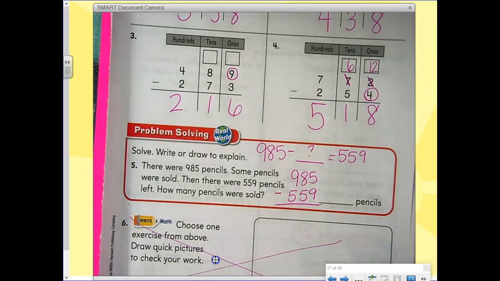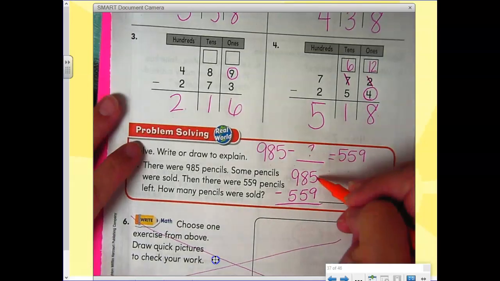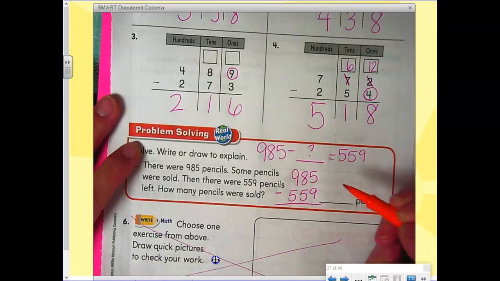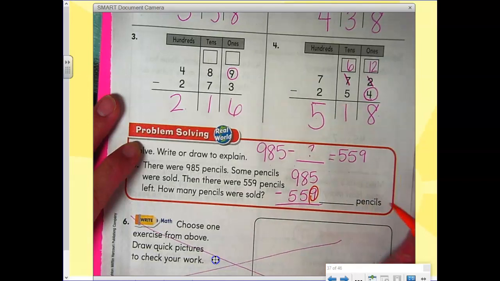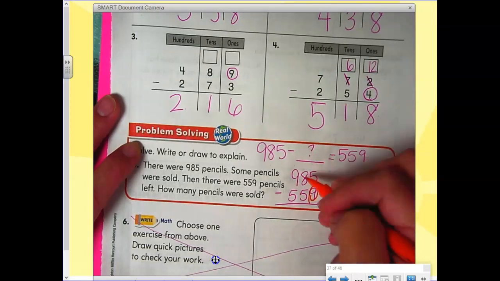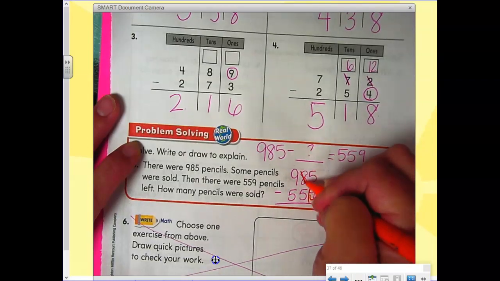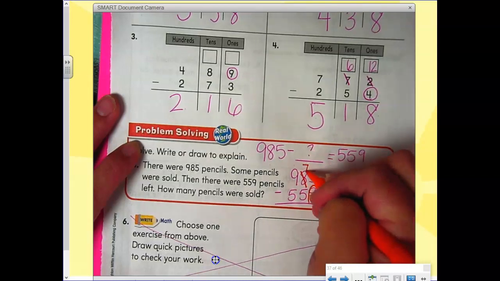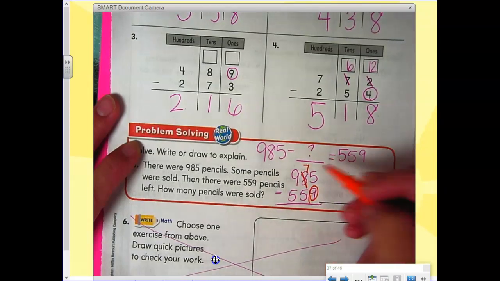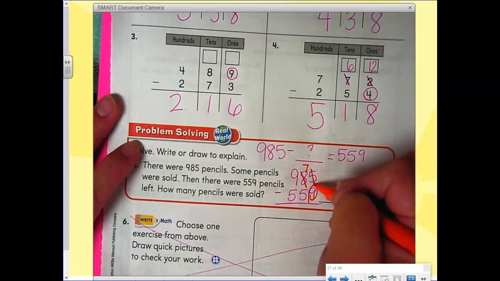All right. Where do we start? In the ones. Start on the right. We've got 5 minus 9. Where's our big number, guys? It is on the floor, on the bottom. So we have to go next door and grab 10 more. We have 8 tens. If we take 1 away, that equals 7. Add 10 back. 10 plus 5 equals 15.